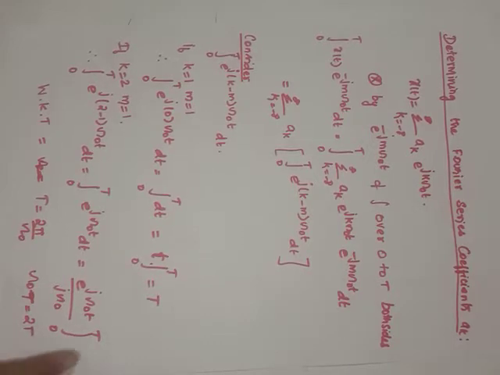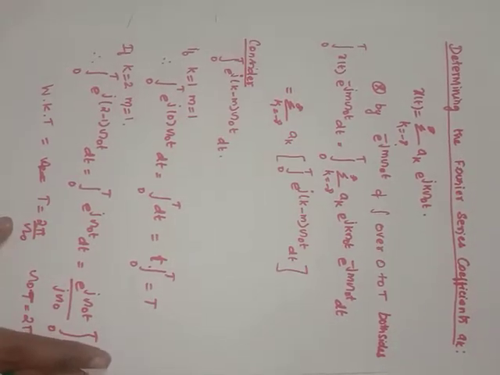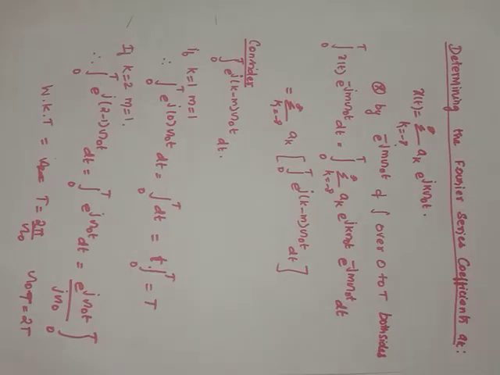Hi students, in this video we are going to determine the Fourier series coefficient ak. In the last class we discussed the Fourier series representation of sine and cosine signals. The previous method of finding the Fourier series coefficient is possible only when x of t is represented in terms of sine and cosine. Hence we need a method that will determine the Fourier series coefficient for any arbitrary periodic signal.